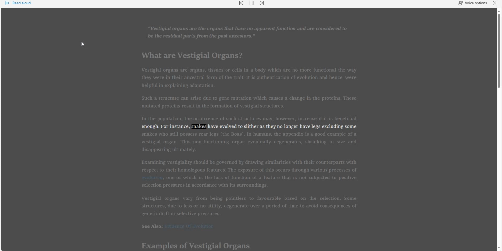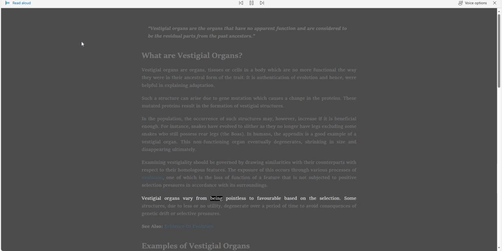For instance, snakes have evolved to slither as they no longer have legs, excluding some snakes who still possess rear legs, the boas. In humans, the appendix is a good example of a vestigial organ. This non-functioning organ eventually degenerates, shrinking in size and disappearing ultimately. Examining vestigiality should be governed by drawing similarities with counterparts with respect to their homologous features. This occurs through various processes of evolution, one of which is the loss of function of a feature that is not subjected to positive selection pressures in accordance with its surroundings.